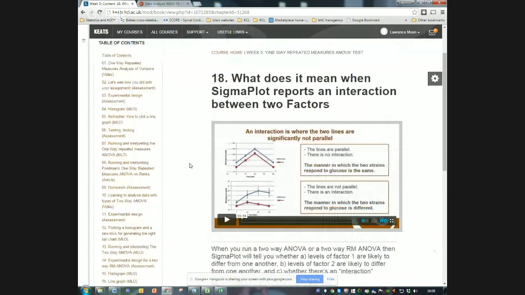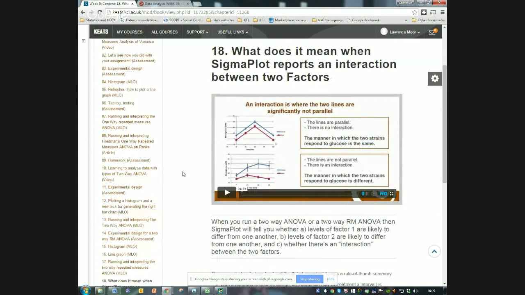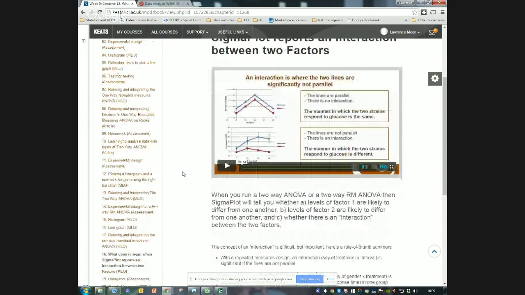So if you click on page 18, you'll find that there's a nice image here which is taken from a presentation by Dr. Aileen King, and she explains very nicely what an interaction is and what that means in plain English, and then how you would report an interaction from an experiment in a write-up if you have a manuscript. So I'd encourage you to work through this material, work through the exercises at your own pace, and become familiar with the one-way repeated measures ANOVA, the two-way ANOVA, and the two-way repeated measures ANOVA.